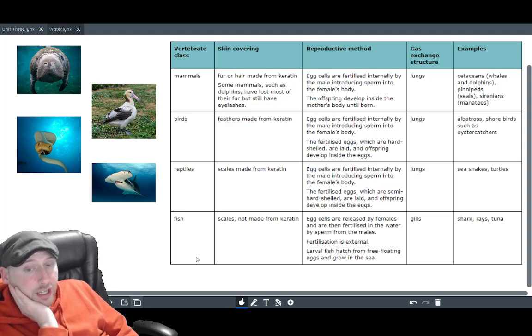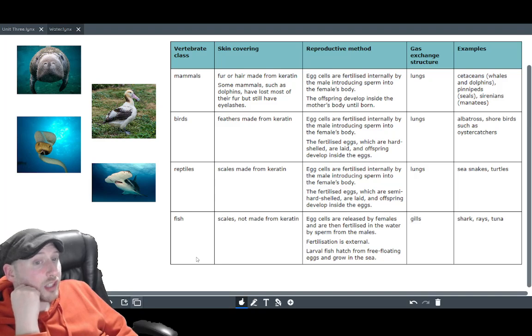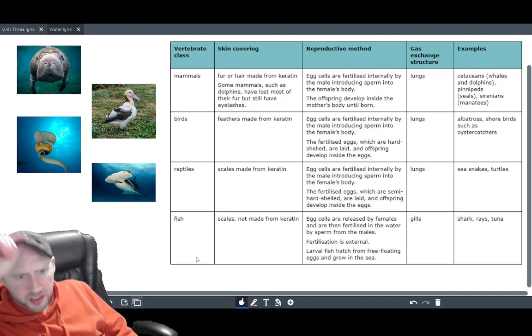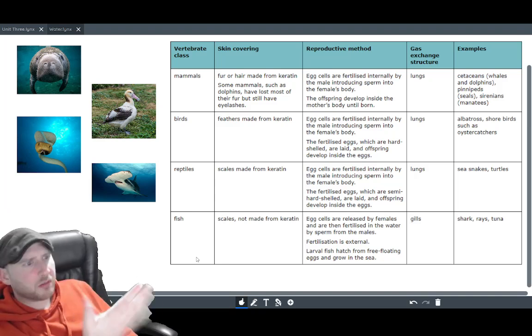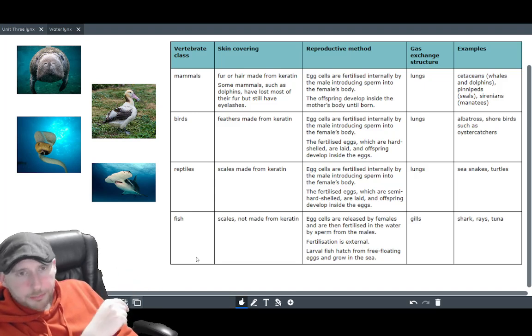And first of all, it shows the differences between skin covering. Each of the classes has a very different skin covering. Mammals have fur or hair, which is essentially a very similar thing, made from keratin, the same stuff that our hair is. We're mammals, of course, and we've got hair. Some of us more than others, depending on where you look. But keratin is also what our fingernails are made of.